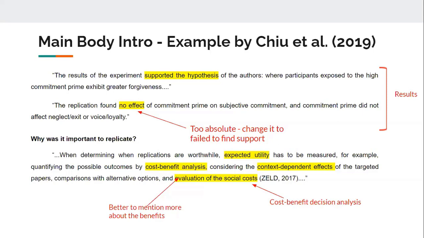Then they discuss why it was important to replicate. They consider factors such as expected utility and cost-benefit analysis, which is justified and reasonable. However, it's better to mention more about the benefits, such as testing if the finding is reliable and consistent, before working on further local research that builds on these classic findings.